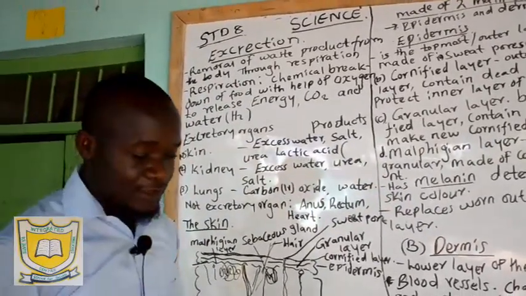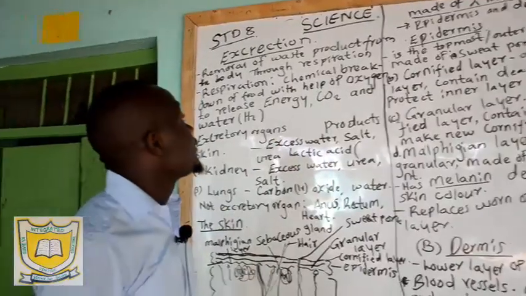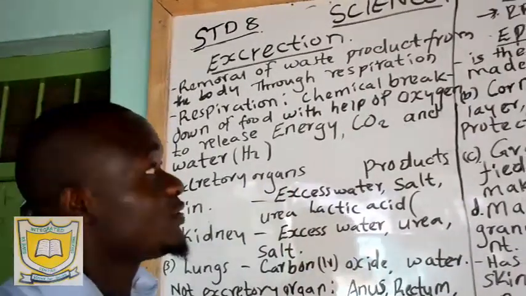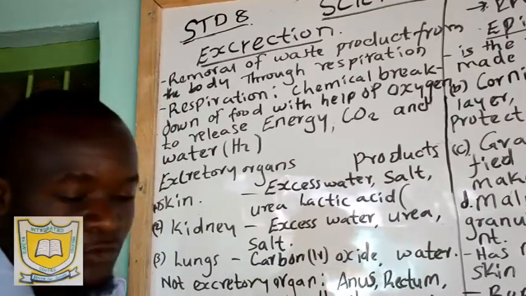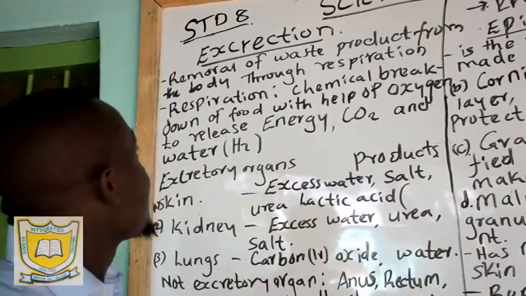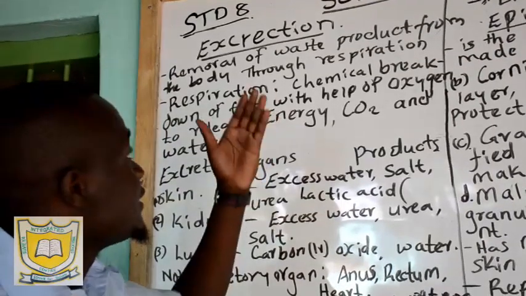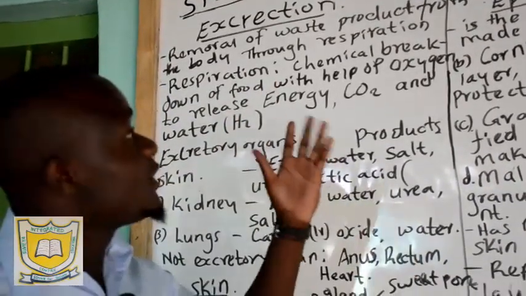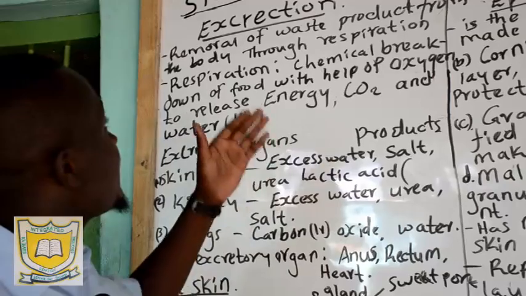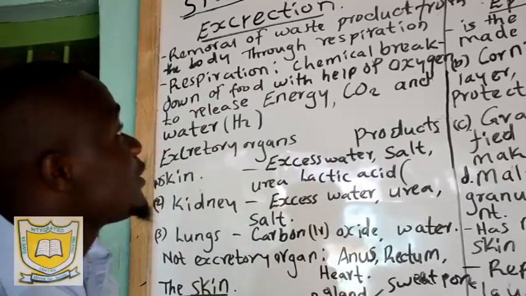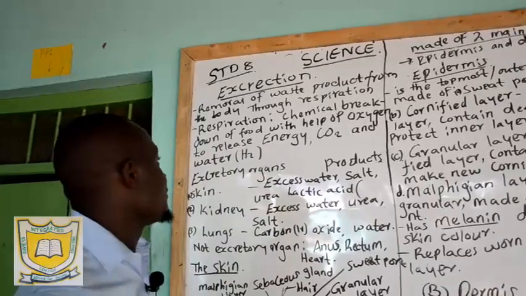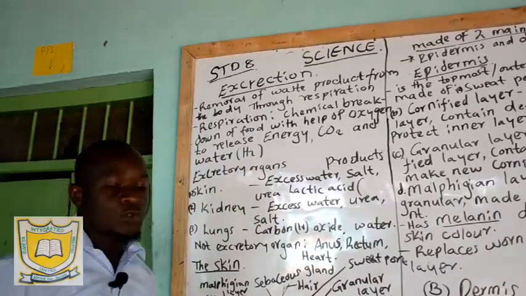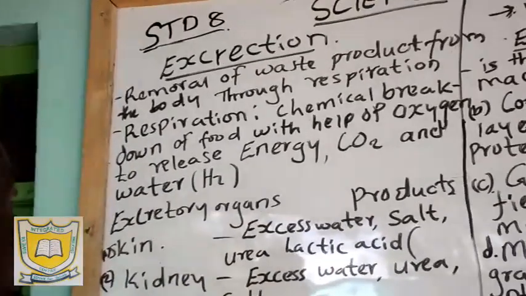In science, on the human body, we have the systems that we learn from class 4 to class 8, where you started by talking about the digestive system, the reproductive system. We talked of the circulatory system. We talked of the excretion system. Today I'm going to take you through the excretory system.